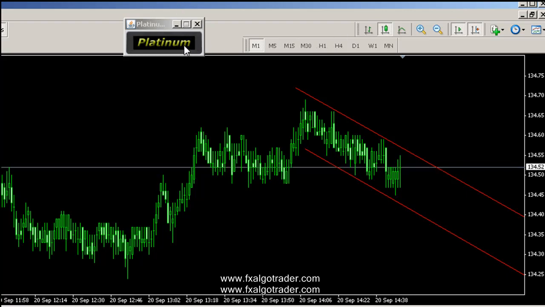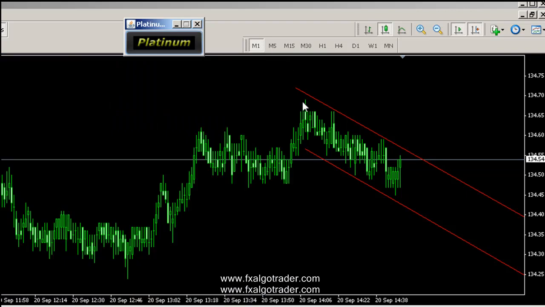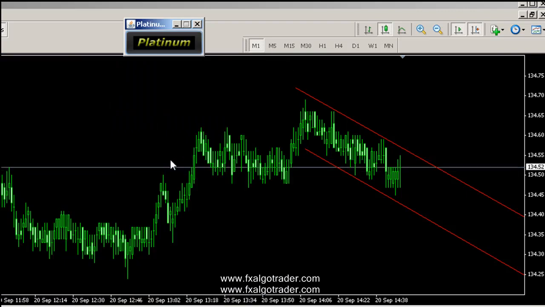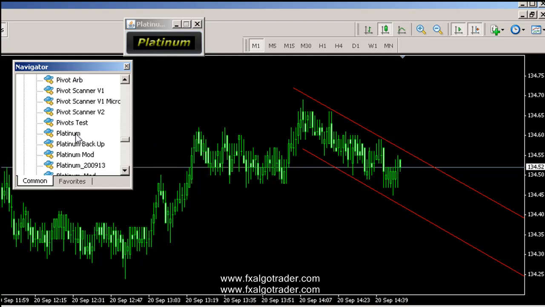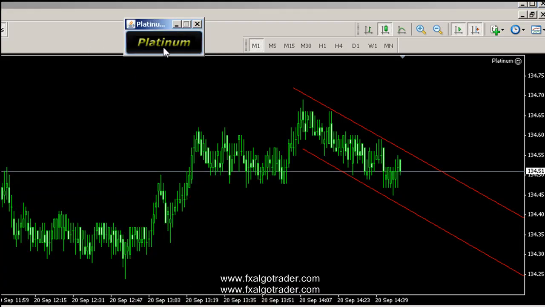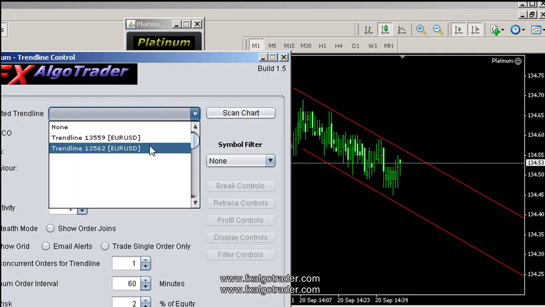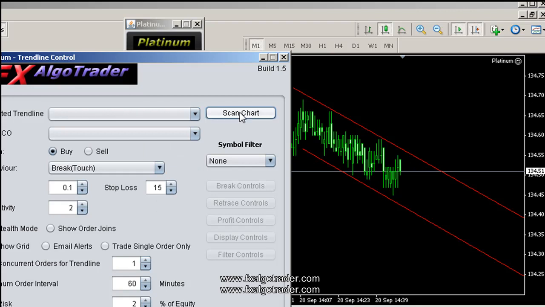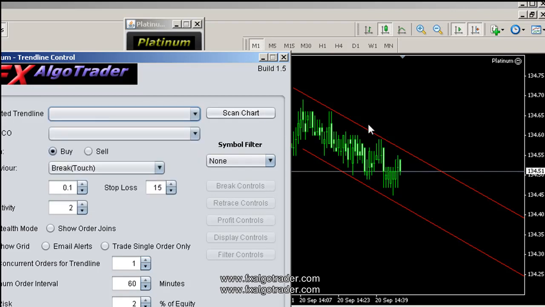So load the interface, scan the chart. Remember, foolish schoolboy error, didn't put the expert advisor on, did I? So Control N, platinum, set it up. Trendline control interface, scan the chart. Got 2 trend lines on euro dollar at the moment. Give it another scan. There's the euro yen. So just work out which one we want.